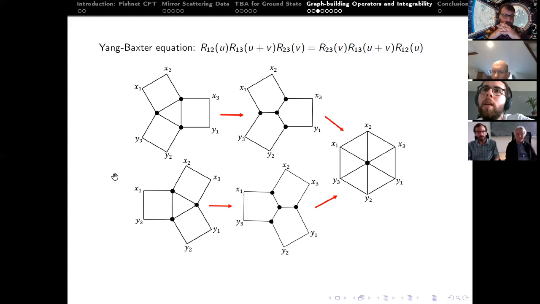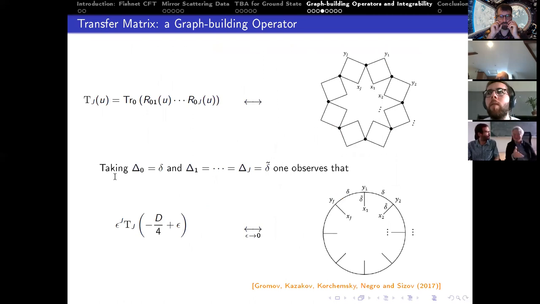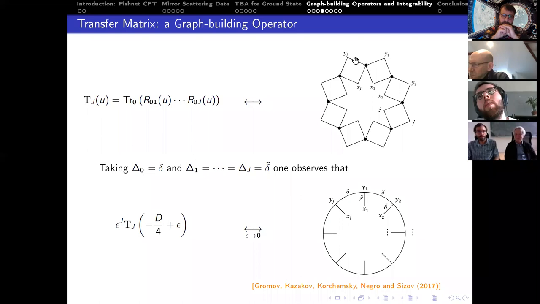Okay, so now that you have an R matrix, you can build the transfer matrix. You multiply different R matrices that have one space in common, the auxiliary space, and then you trace. It's infinite dimensional, but you trace over this auxiliary space. So the kernel looks like this, right? You have a circle of squares that are joined. So this is a generic kernel of a generic transfer matrix.